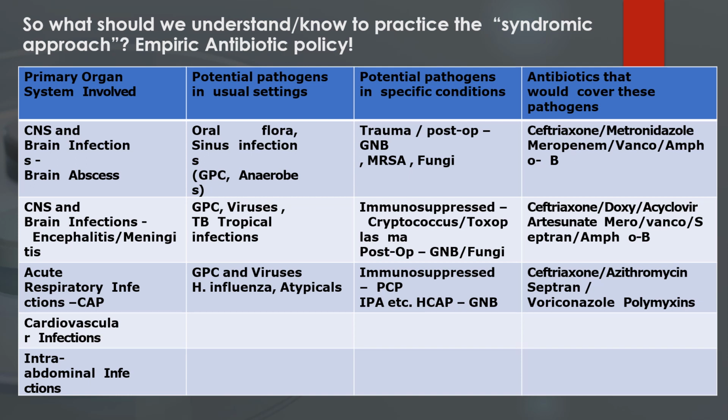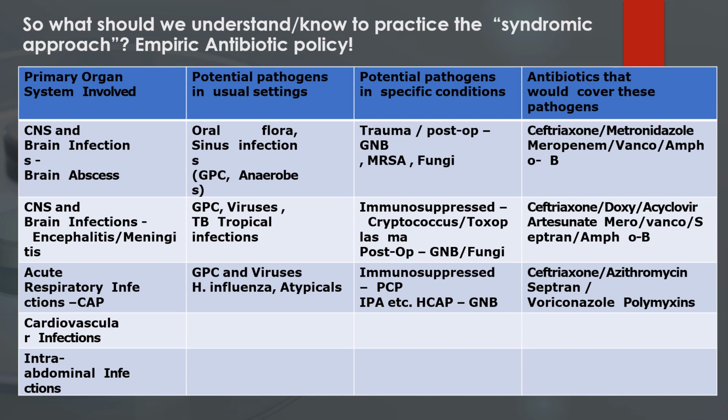What are the potential pathogens in specific conditions like traumatic or post-operative? Then it can be either gram-negative bacilli or MRSA or fungi. Then I understand what are the antibiotics that will cover these pathogens, ceftriaxone, metronidazole, and others. Similarly, if it is a CNS infection like meningitis, then potential pathogens in usual settings are gram-positive cocci, viruses, or tuberculosis. In immunosuppressed status, it could be cryptococcus, toxoplasmosis. So we have the antibiotics lined up such as ceftriaxone, and others.